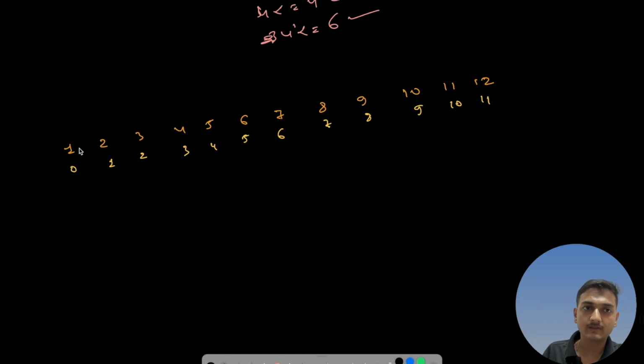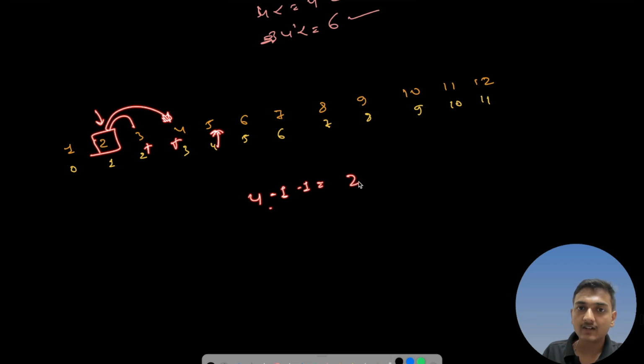If I check for 2 as well, okay, let's try to check for 2. So my 2 is here and my actual pairs are 2 comma 3 and 2 comma 4. Superb. Now, I tried this. So 4 minus 1, superb, minus 1. How much do I get? I think I got 2 and this is also 2, right?